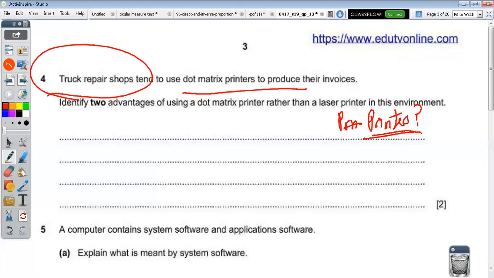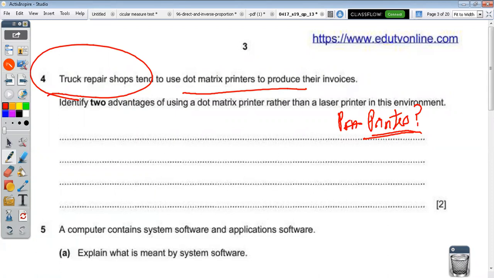You're supposed to know the advantages and disadvantages of using a dot matrix, a laser, an inkjet, and a 3D printer. What it shows now is that you never went through that. That's why you are trying to guess, maybe saying it's cheaper. It's there in the book and the revision notes that I sent you.